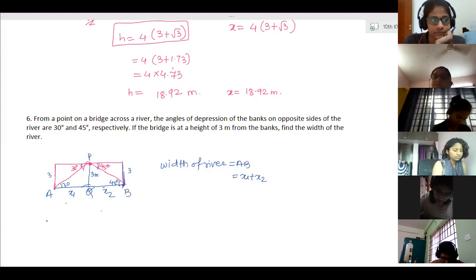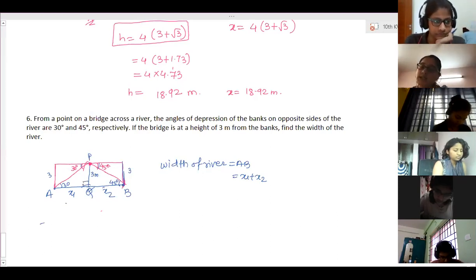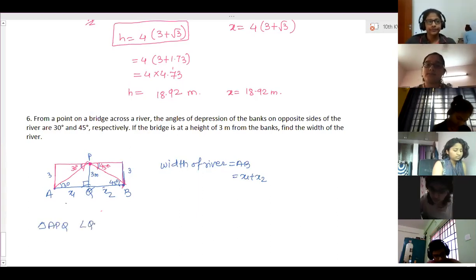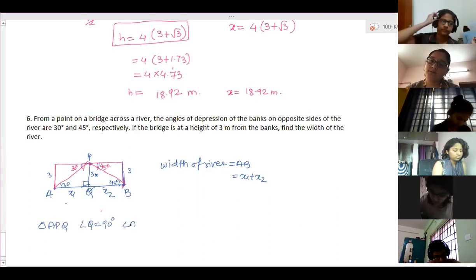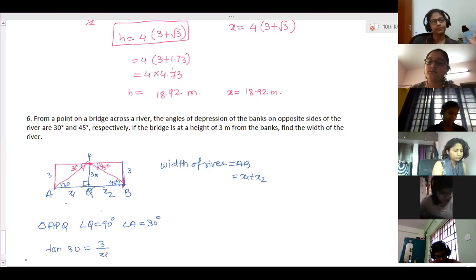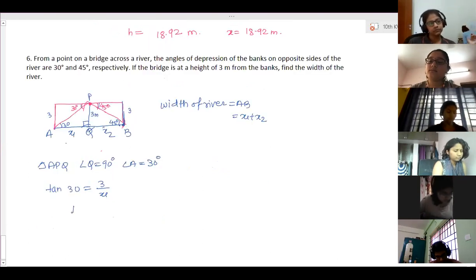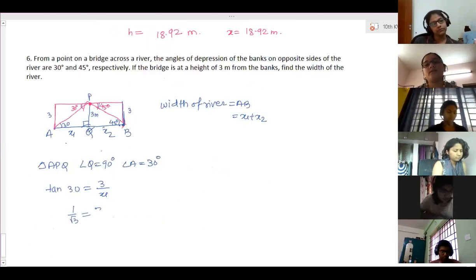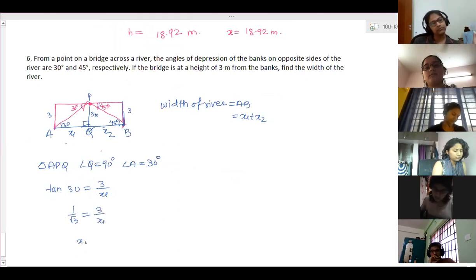So here we have to use triangle APQ. Angle Q is 90 and angle A is 30. So use tan 30 is equal to 3 by x1. 1 by root 3 is equal to 3 by x1. So x1 is equal to 3 root 3 meters.